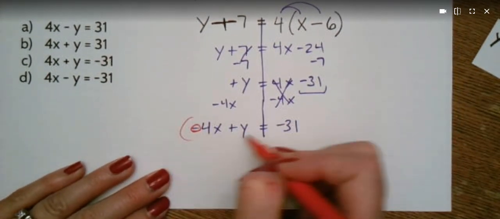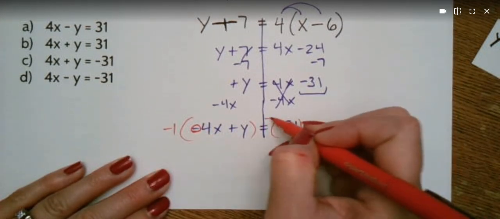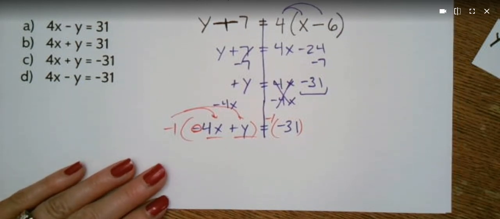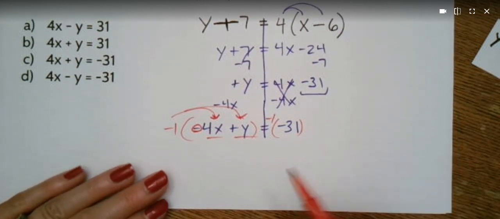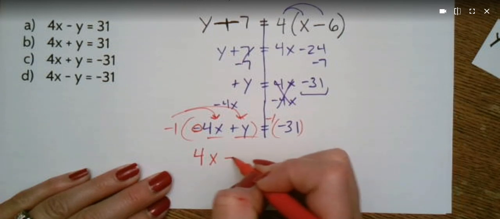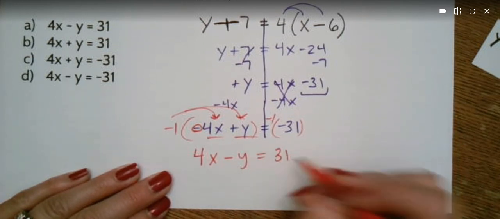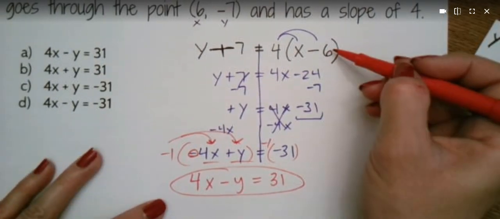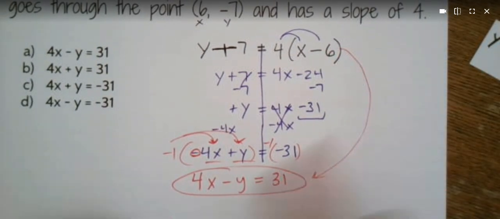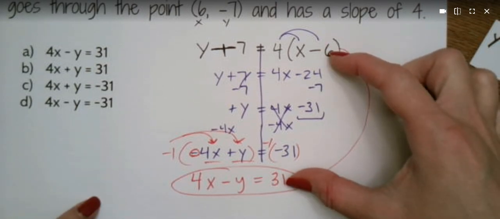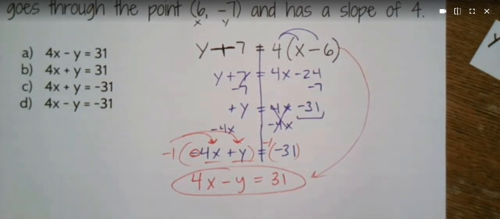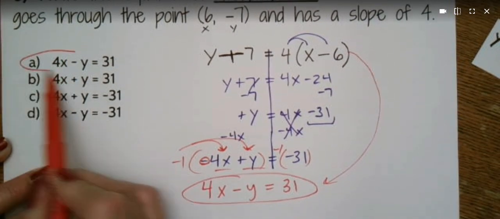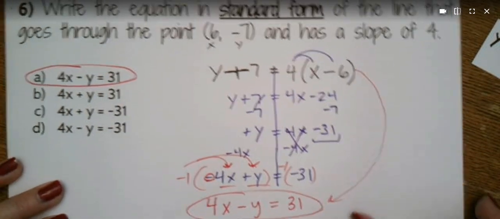So remember, we multiply everything by -1 on both sides of the equation. Don't forget, both terms by -1. Everything is going to turn to its opposite. So this will be positive 4x minus y equals positive 31. And there's my equation in standard form. So I went from point slope to standard. Now, these two equations are equivalent. They're the same thing. They're talking about the same line. They're different forms. So if I look at the answer choices up here, looks like this one's going to match with answer A in number 6.